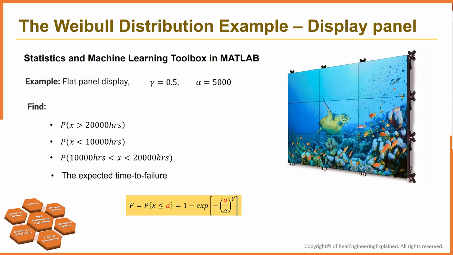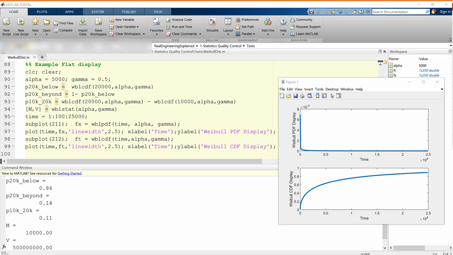Let's do all the calculations in MATLAB. Okay, the scale parameter is 5000 and the shape parameter is 0.5. The fraction of components expected to survive beyond 20,000 hours is equal to 1 minus the probability of survival less than 20,000 hours, and can be computed by the CDF function in MATLAB. The result shows almost 14% of sub-assemblies will fail by 20,000 hours and 86% survive until 20,000 hours.